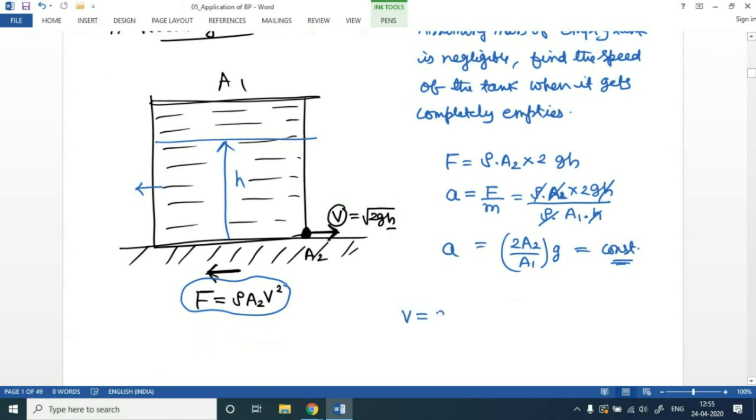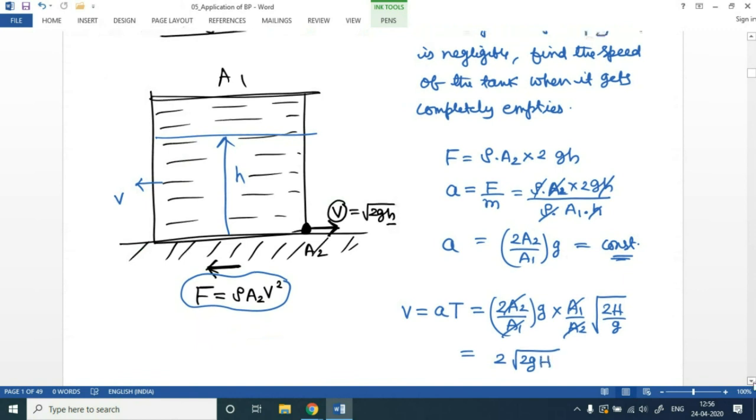So v is going to be simply the acceleration times t. So acceleration, we have already got 2a2 by a1 into g, and the time of flight we have already found out in the previous example, and that was equal to a1 by a2 into root under 2h by g. So you can see that this a2 will get cancelled, and this a1 will also get cancelled, and you will finally be getting this as the answer, 2 times root under 2gh.